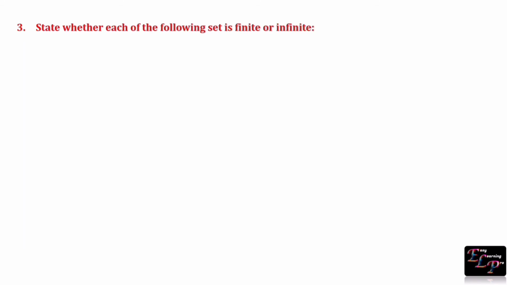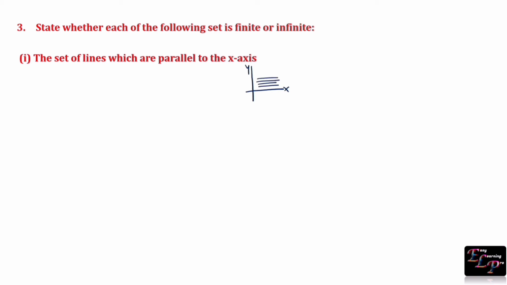Next question. State whether each of the following sets is finite or infinite. The set of lines which are parallel to the x-axis. So consider the coordinates x and y. Here the set is lines which are parallel to the x-axis. We can draw an infinite number of lines parallel to the x-axis. So this is an infinite set. The set of letters in the English alphabet. We know there are 26 letters in the English alphabet, which is countable. Hence this is a finite set.